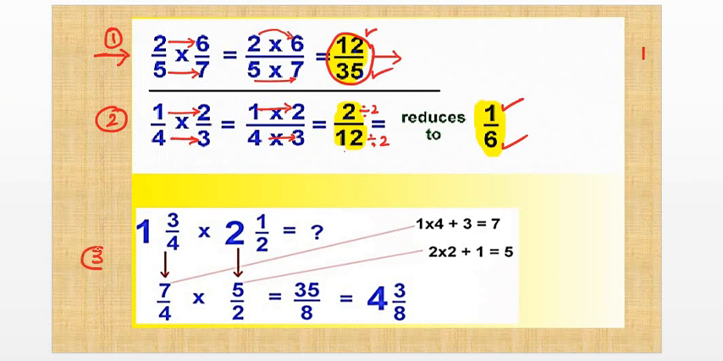Okay, let's go to example number 3. Here, why can I not start the multiplication directly? Because this is a mixed number and this one is also a mixed number. How do we change mixed numbers into improper fractions? I have mentioned it here. First you multiply this 4 with the 1 and then add 3 to it, and 3 is added. So finally we get 7. This fraction changes into 7 out of 4, or 7/4. Again, same here.